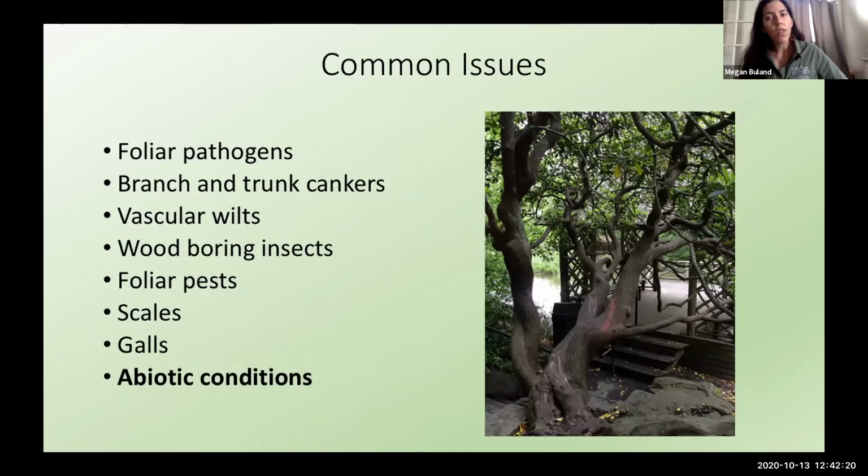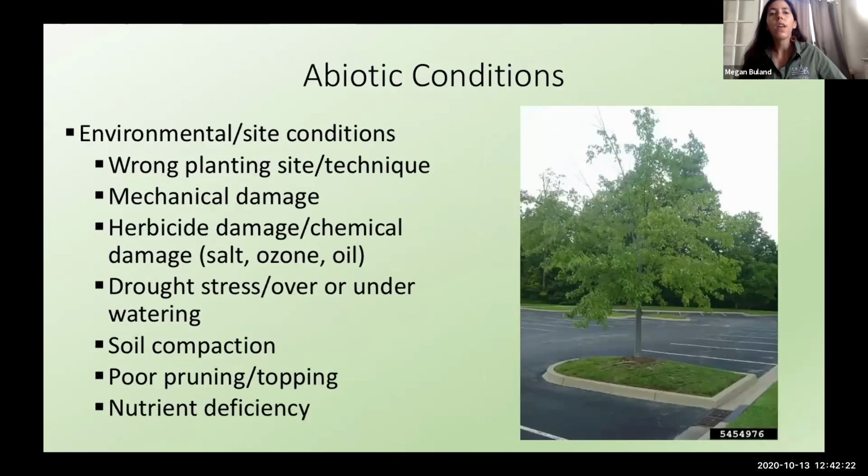Abiotic conditions, these are conditions on your trees that aren't caused by any kind of insect or any kind of disease. These are environmental conditions. And so they're caused by things in that plant's environment that are leading to stress in the tree. And very often abiotic conditions might go hand in hand with some form of biotic condition, something caused by an insect or caused by a disease. These are often precursors and stressors that can lead to other problems down the line.